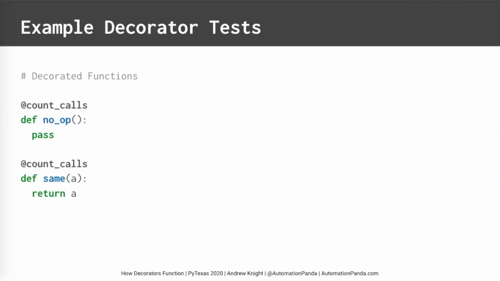Let's look at a few short decorator tests. We'll use the count calls decorator we saw earlier. Here, there are two decorated functions to use for testing. The first one is a no-op, or a no-operation function, that basically does nothing. It has no parameters or returns. The second function takes in one argument and returns it. Both of these functions are very simple, but they represent two equivalence classes of decoratable functions, so it's worth having both in our unit tests.